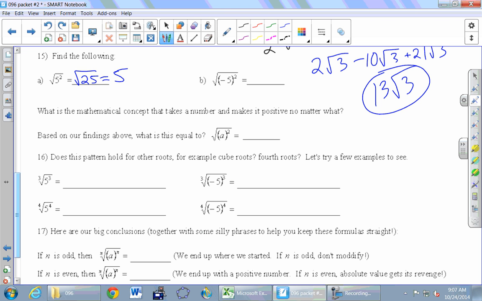And then over here, this is the square root of, okay, how much is negative 5 squared? Is it positive 25 or negative 25? Positive, because the negative is getting squared. So that's positive 25. And then that's also 5. Okay, but there's a problem here.